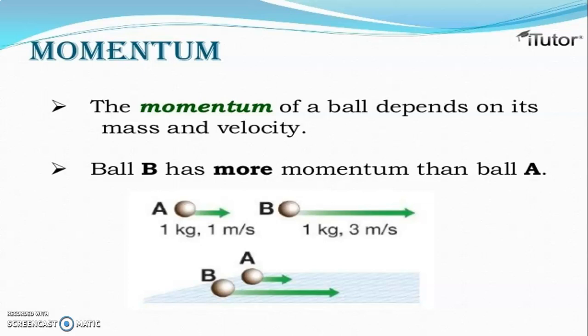Then beta, the momentum of a ball depends upon its mass and velocity. As we know that momentum is equal to mass into velocity, it basically depends upon mass and velocity. Ball B has more momentum than ball A. As we see, ball A has 1 kg mass moving with a velocity of 1 meter per second, but ball B has 1 kg mass moving with a velocity of 3 meter per second.